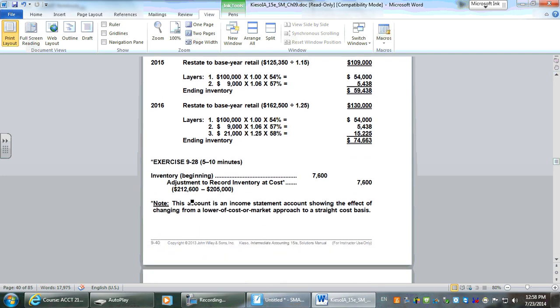It says debit inventory, credit adjustment to record inventory at cost. It says this account is an income statement account showing the effect of the change from lower of cost or market to straight cost basis. So what's this? Is this a correction of an error? No. Is it a change in accounting principle? If it was, it'd go to retained earnings. What might it be instead? A change in estimate. You're estimating your inventory with one method, now you're estimating it with another.